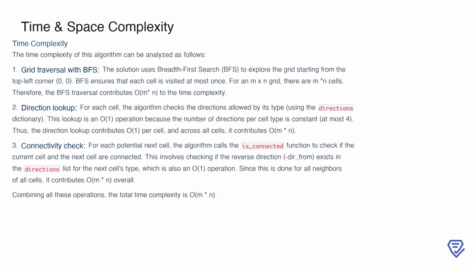Finally, the algorithm verifies connectivity between cells using the is_connected function, which checks if the reverse direction exists for the neighboring cell. This check is also a constant time operation, or O(1), and when performed for every neighbor of every cell, it also totals O(m*n). When we combine these three components, the overall time complexity remains O(m*n).